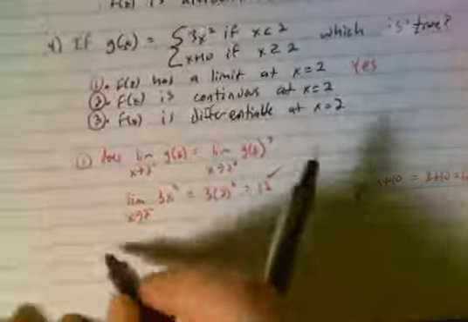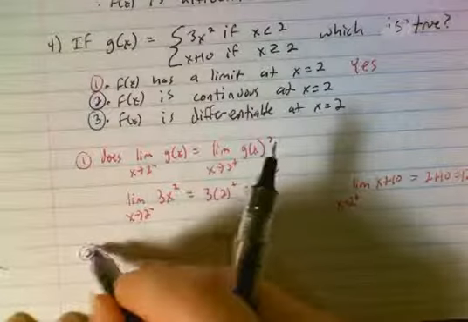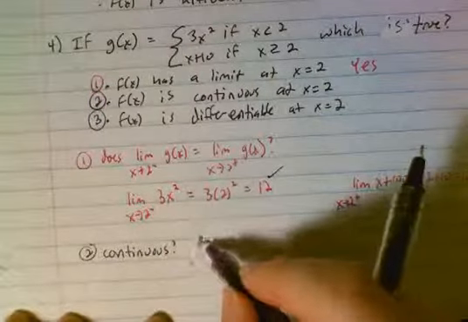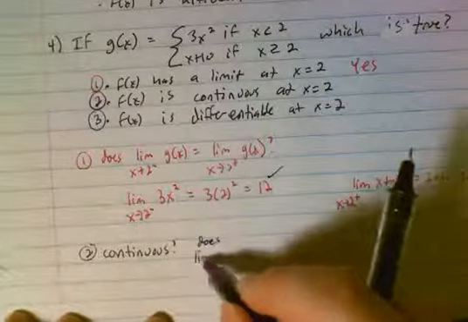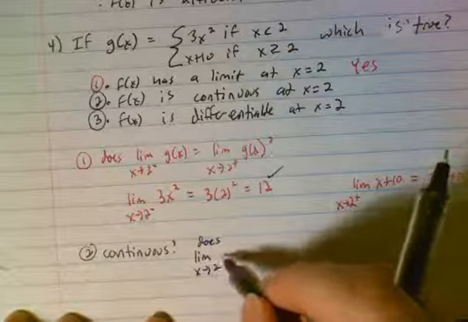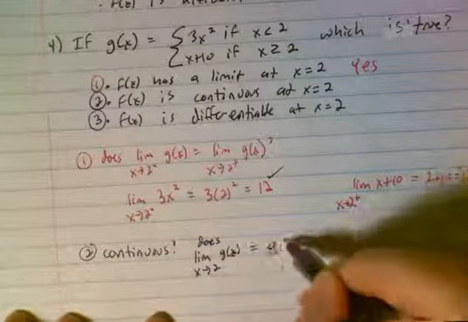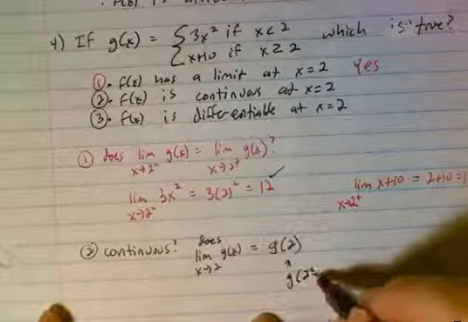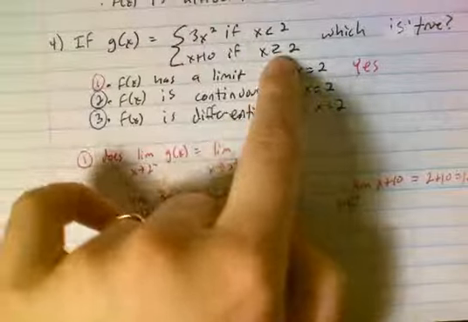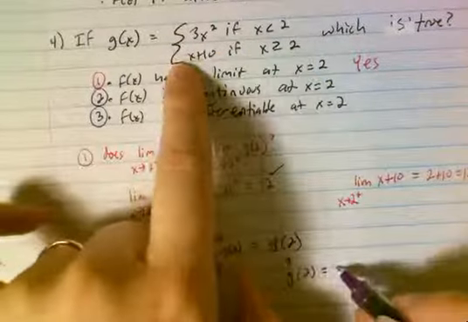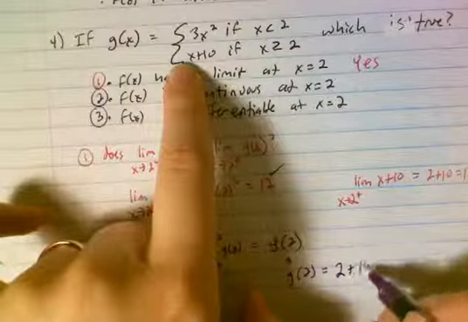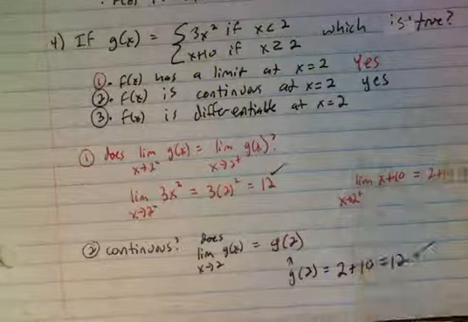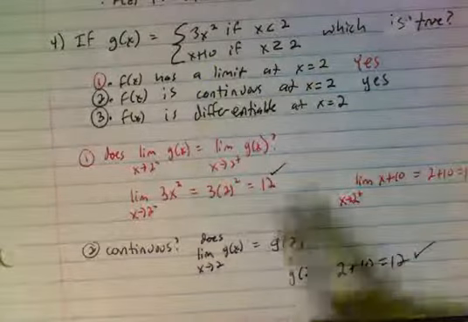Is it continuous? That means, does this overall limit equal g of 2? Well, let's see. G of 2, it's equal to 2 right here, so that means we're using x plus 10, so 2 plus 10 equals 12. So yes, because this is the same as the limit that we found up here.